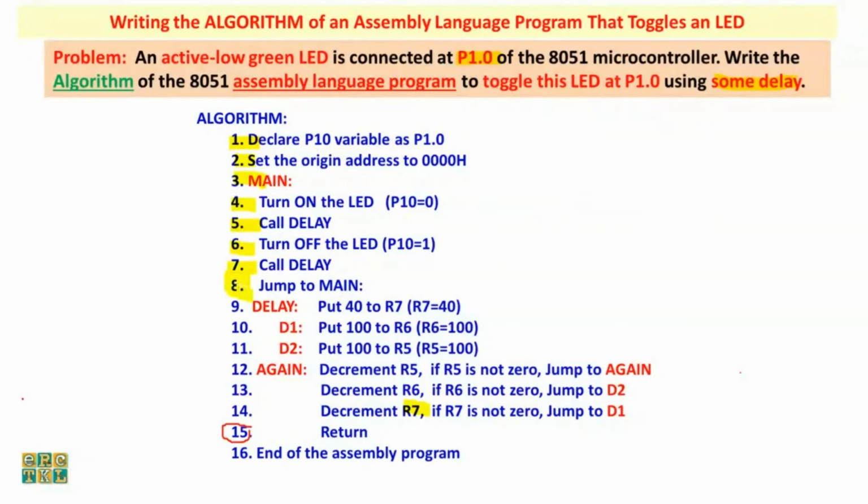How about number 8? Jump to main. Is it easy for you or no? Yes. There's main. After main, there's jump to. How about this? Return. Is this easy for you? Yes? Just right. How about this? Of course, end. Is it easy?